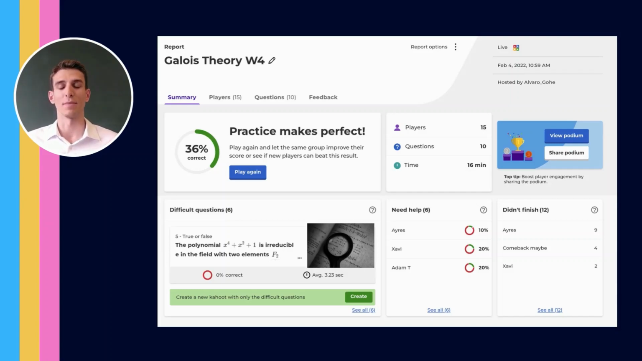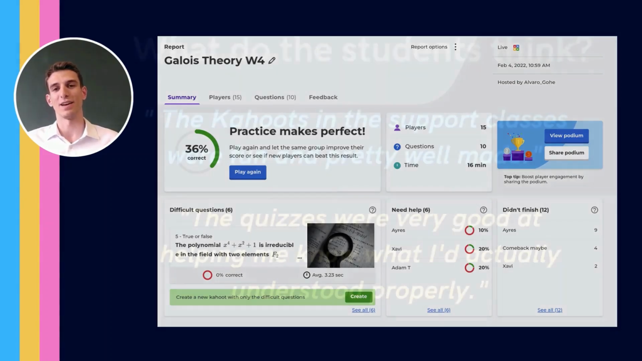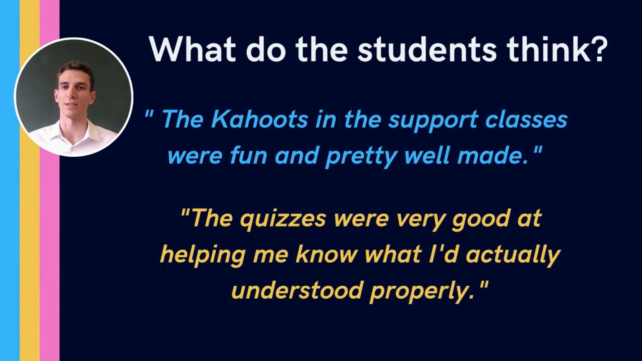I feel like the surveys that have been conducted in the department have shown that the students are very happy with these quizzes, and all the people have said very positive things about it, how fun and well made they are, and how they actually help them know what they have understood and what they haven't. So I would recommend anyone who's interested in using this game-based intervention to give it a try and see how they do.